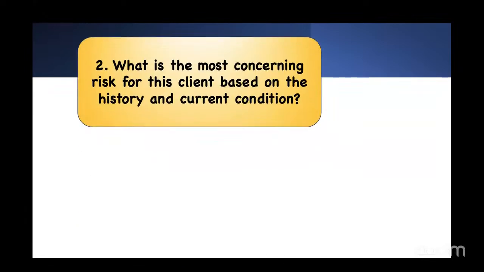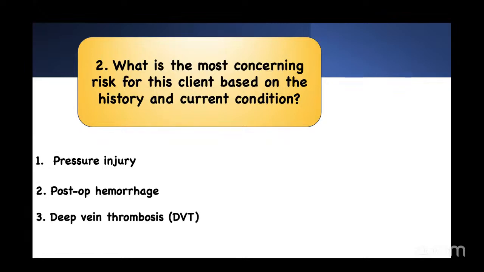Now, think about it. This is the problem. What is the most concerning risk for this patient based on history and current condition? The story is he had a hip arthroplasty. He's an older guy. He just had surgery. Which of these conditions should you worry about? Pressure injury. Should you? Post-op hemorrhage, bleeding, prioritization. So this is a prioritization, right? Deep vein thrombosis. Should you worry about it?